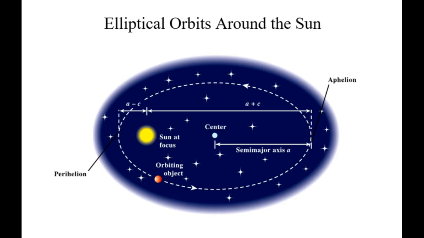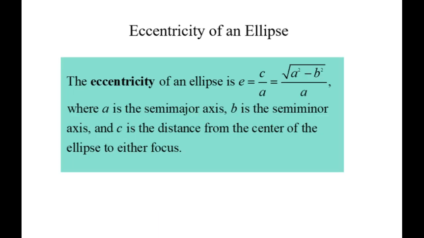The last thing we need to discuss is eccentricity of an ellipse. So the basic thing I would want you to write down is this equation that we can refer to. The eccentricity of an ellipse is going to be e equals c divided by a, or the square root of a squared minus b squared divided by a.